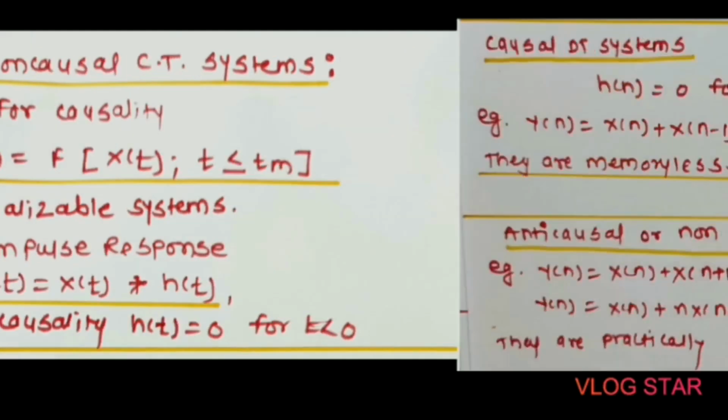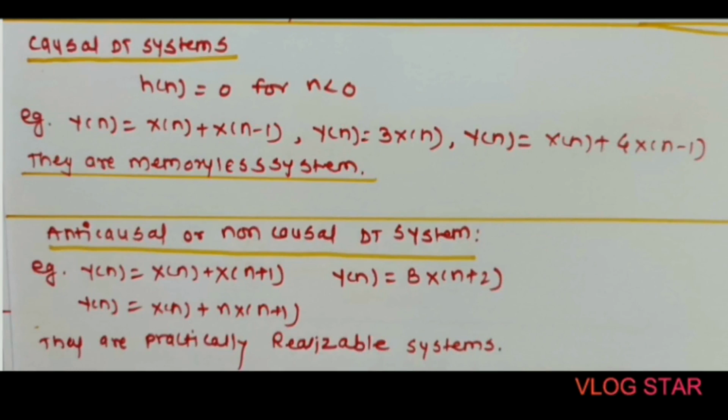Okay. Next are causal discrete time systems. A discrete time system is said to be a causal system if the output at any instant of time depends only on present and past inputs, but the output does not depend on future inputs. The condition for causality is h of n is equal to 0 for n less than 0.